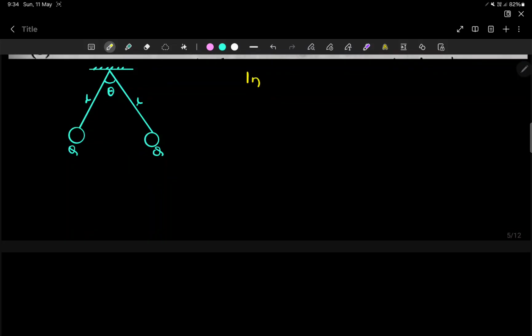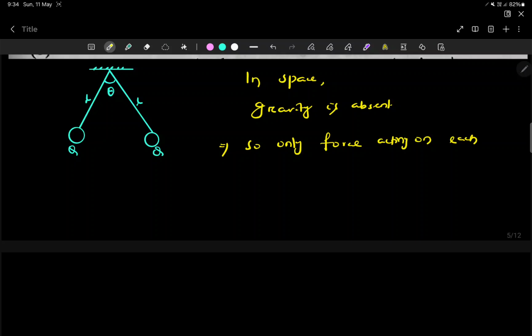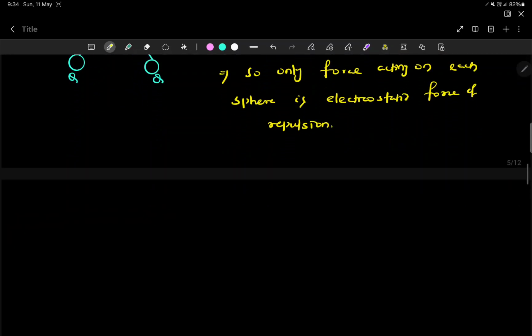So in space gravity is absent, which implies the only force acting on each sphere is the electrostatic force of repulsion. This will be the electrostatic force of repulsion only. Yes, so the diagram will be like this.